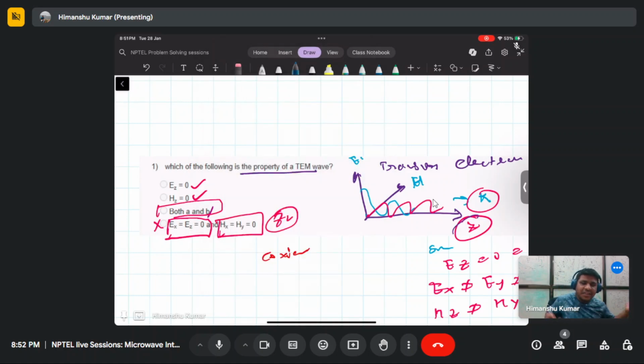Let's say in the exam someone says the wave is propagating in the x direction. Then your Ey and Ez will not be zero, but Ex will be zero. So always you need to consider it from the propagation direction. Is that clear? I think this will be quite simple.